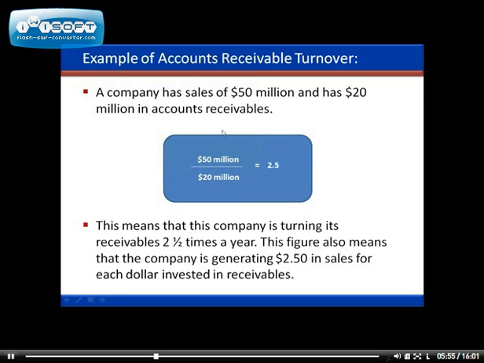So let's say a company has sales of $50 million and they have $20 million in accounts receivable. Well, this means that the company is turning its receivables 2.5 times a year. And this figure also means that the company is generating $2.50 in sales for each dollar invested in receivables.